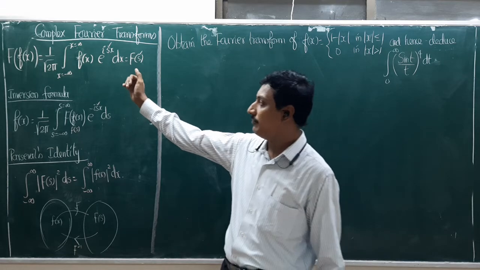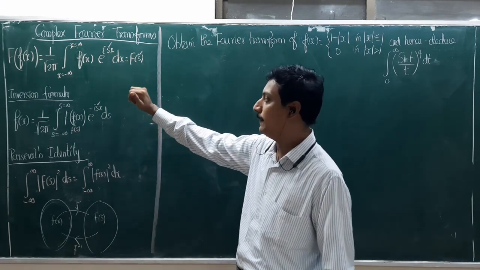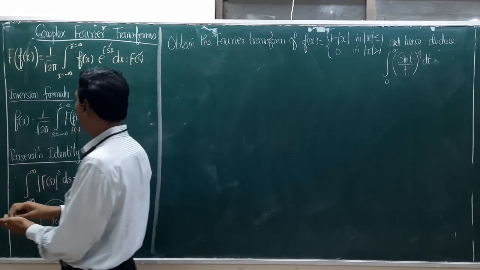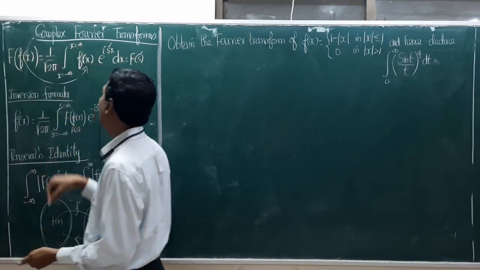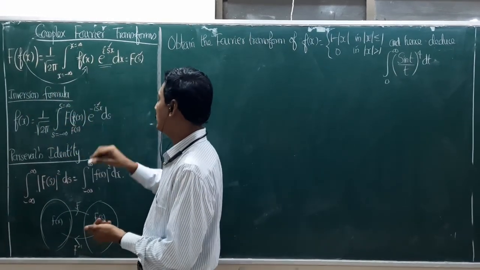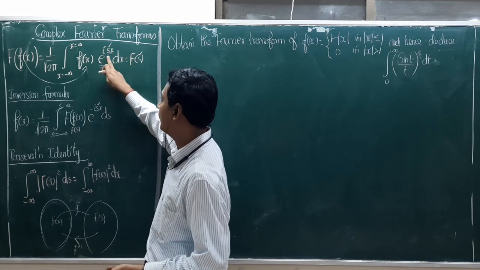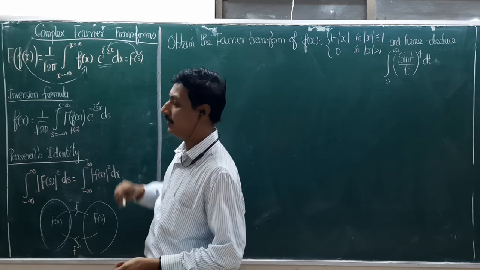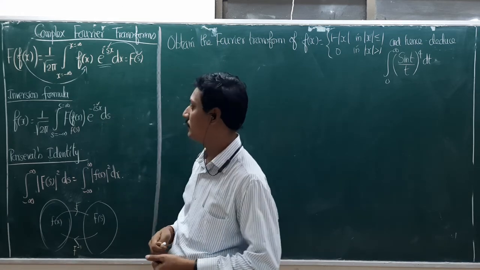So the Fourier transform of f of x is equal to 1 by square root of 2 pi, integral from minus infinity to plus infinity, f of x. What about the input here? Whatever the input we have, substitute here, and this is called the kernel of the transformation. The kernel completely depends upon the parameter s, so the outcome is this. I is a complex variable, so that's why it's called the complex Fourier transform.